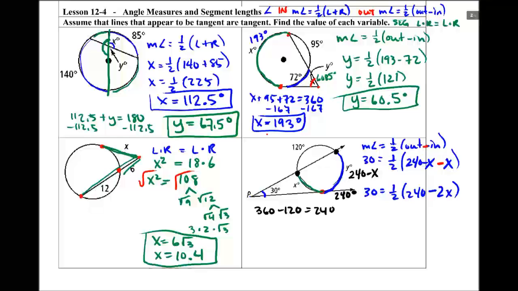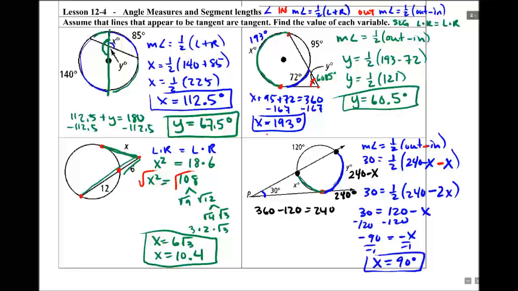And then I can either distribute or multiply by 2. Distributing looks good. 30 equals 1/2 of 240 is 120, minus 1/2 of 2x is just x. And then subtract 120 from both sides. I get a negative 90 equals a negative x, divide both by negative 1, and that is going to give me x equals 90 degrees, and that will allow me to find y.